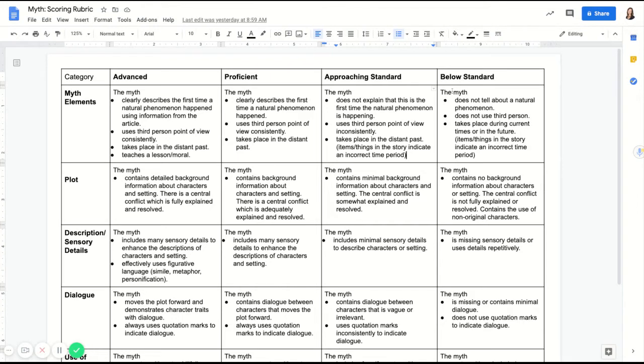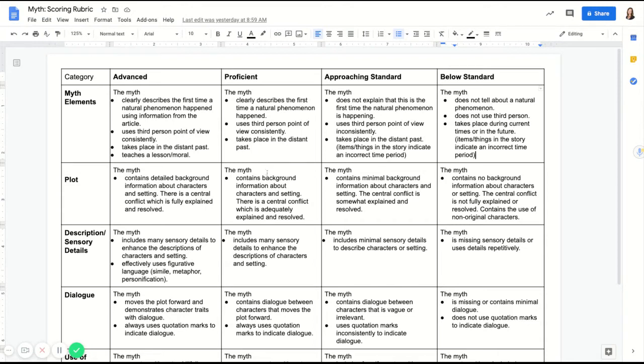And for below standard in myth elements, here's what you would do to earn a D or an F. The myth does not tell about a natural phenomenon. The myth does not use third person. And the myth takes place during current times or in the future. So that means that many items / things in the story indicate an incorrect time period. Remember, our correct time period is the distant past.